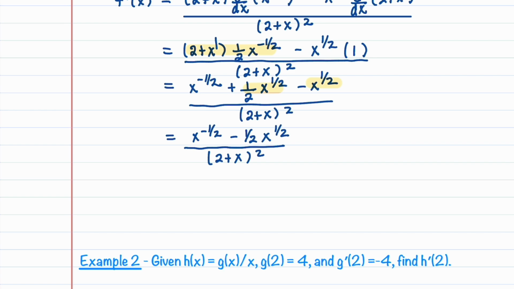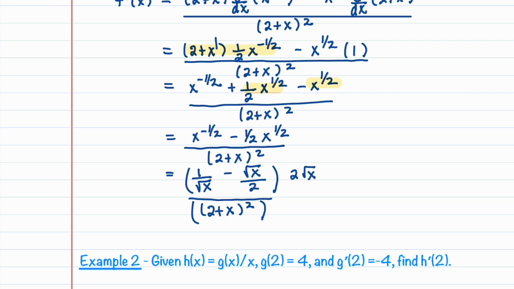I think it's going to be easiest to simplify our numerator if we rewrite it in terms of square root of x. Let's write this as 1 divided by root x minus root x all divided by 2, all divided by 2 plus x quantity squared. I think the easiest way to simplify this is if we multiply the top and the bottom by 2 root x. That is just going to clear out our fractions that we have in our numerator.